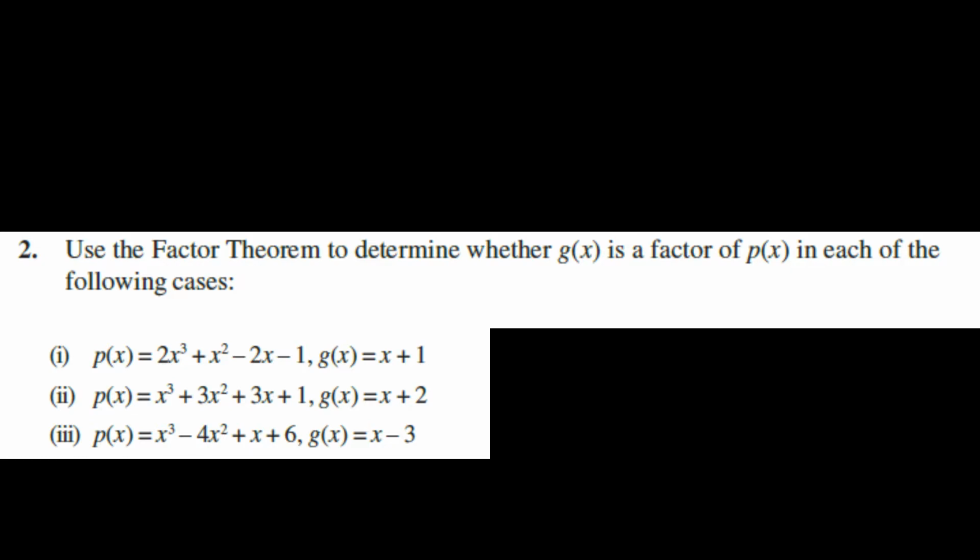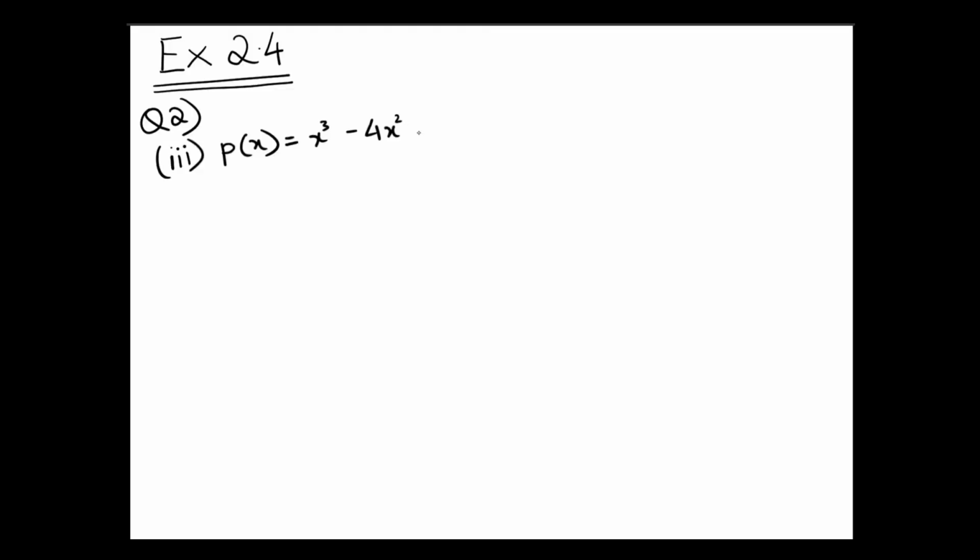The third part of this question has the polynomial p of x equal to x cube minus 4x square plus x plus 6, while g of x is given as x minus 3. Just like in the previous questions, we'll equate g of x to 0. This gives us x equal to plus 3.